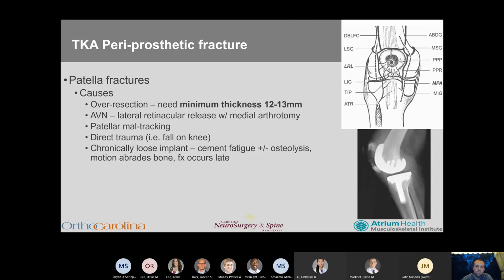Patella fractures, the big buzzword that you'll see come up with regards to these is over-resection of the patella or compromise of the patellar blood supply. And if you have incisions on both the lateral and medial side of the patella, you can essentially wipe out all of the blood supply to it. So that is one that will come up on the test, as well as cutting it down to less than 12 millimeters. That places you at risk. There are some risk factors you can see there for developing a patellar fracture.